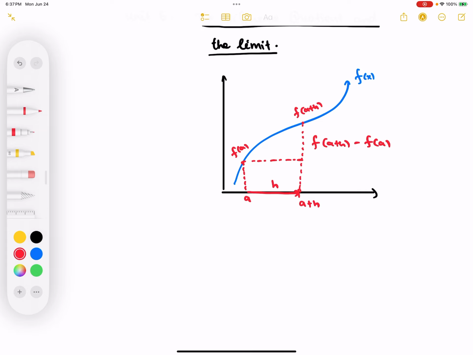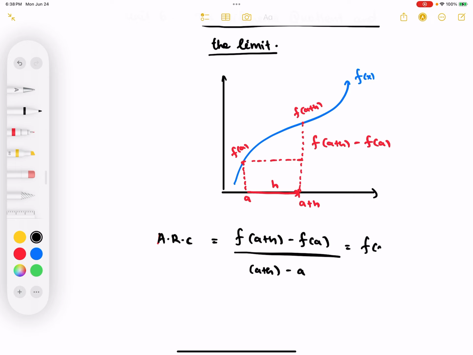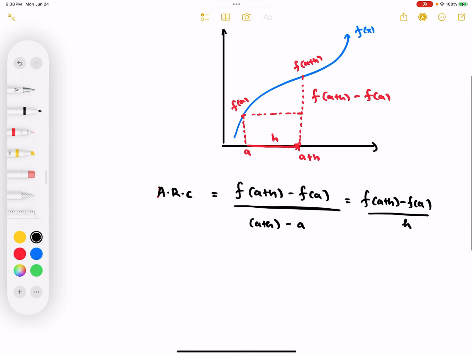So remember, average rate of change is f of a plus h minus f at a divided by a plus h minus a, which finally becomes f of a plus h minus f of a. The bottom one becomes h, right? So this is average rate of change, and now since we just use the distance h, we call this one the difference quotient.